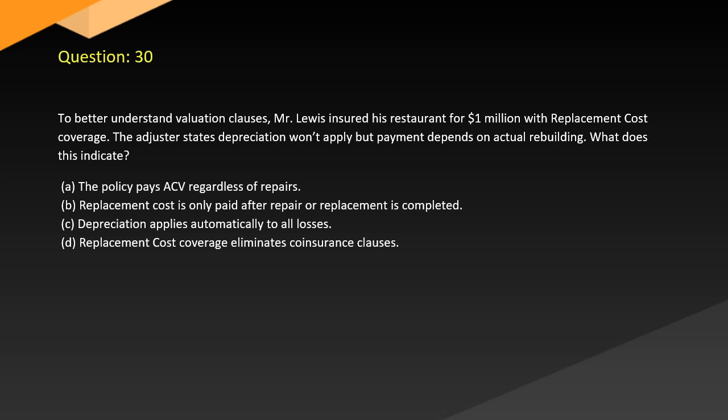Question 30. To better understand valuation clauses, Mr. Lewis insured his restaurant for $1 million with replacement cost coverage. The adjuster states depreciation won't apply, but payment depends on actual rebuilding. What does this indicate? A. The policy pays ACV regardless of repairs. B. Replacement cost is only paid after repair or replacement is completed. C. Depreciation applies automatically to all losses. D. Replacement cost coverage eliminates coinsurance clauses.